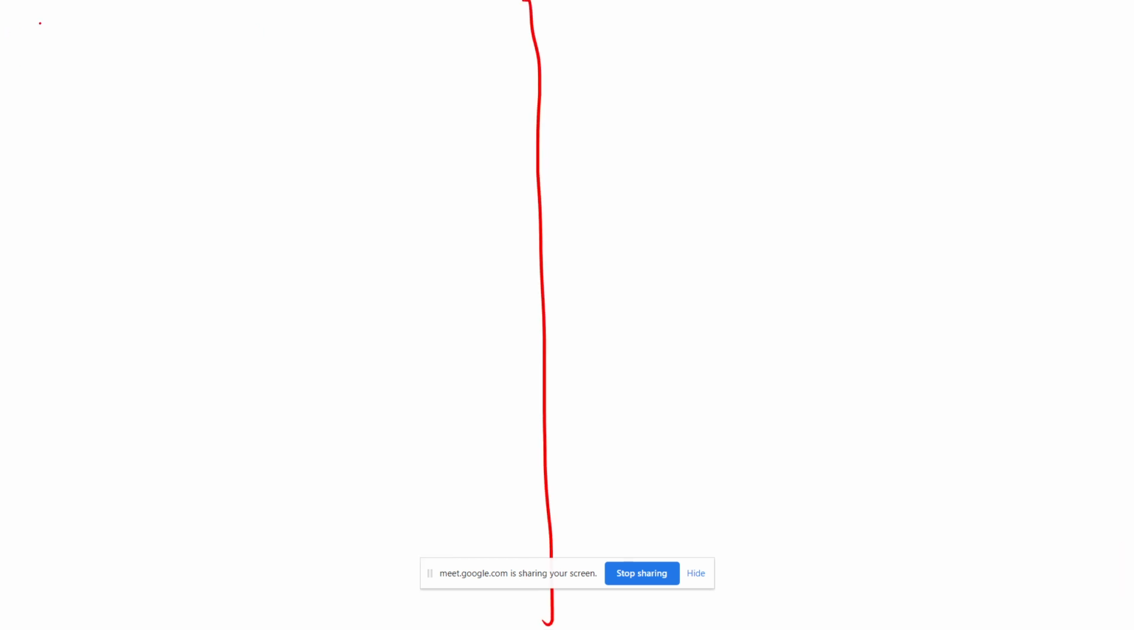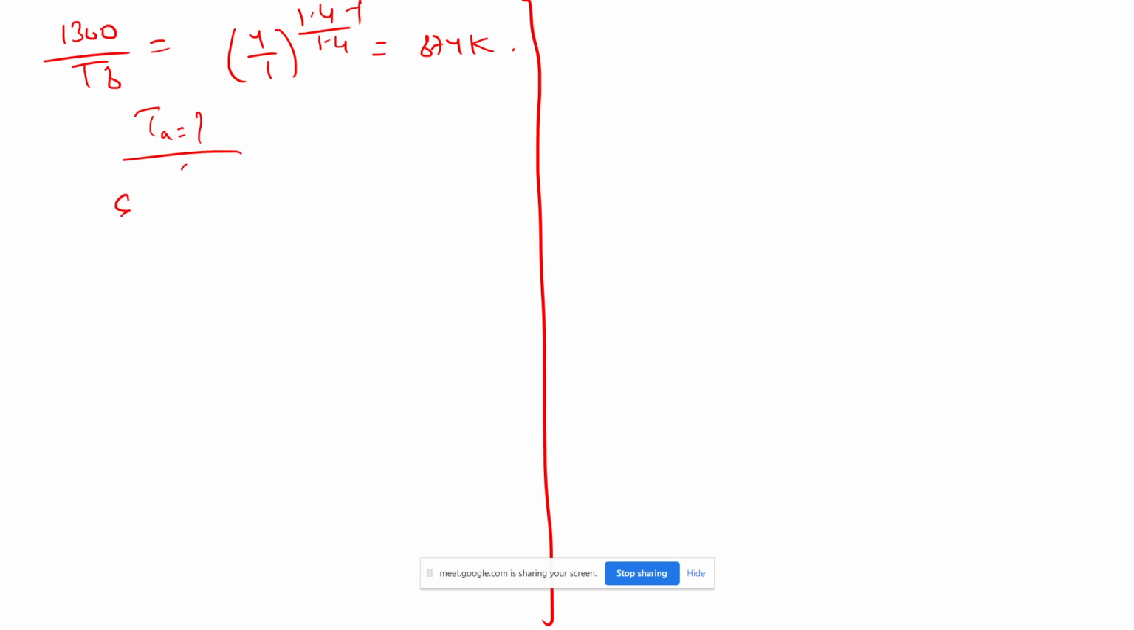Similarly, T8 is 874.8. 1066 upon T8 is equal to 4 upon 1 to the power 1.4 minus 1 upon 1.4. So from here we can get T8 equal to 874 Kelvin. Okay. Now the only temperature remaining is TA. So how can we calculate it? We know the effectiveness of the regenerator is 0.8.